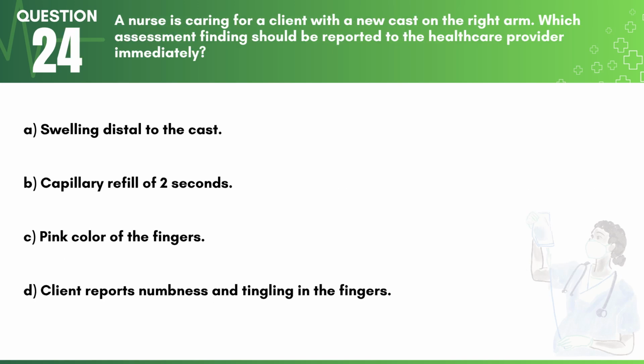Question 24. A nurse is caring for a client with a new cast on the right arm. Which assessment finding should be reported to the healthcare provider immediately? A. Swelling distal to the cast. B. Capillary refill of 2 seconds. C. Pink color of the fingers. D. Client reports numbness and tingling in the fingers.